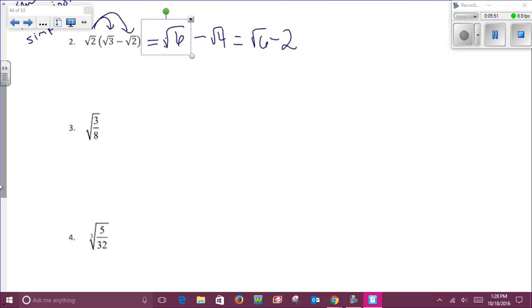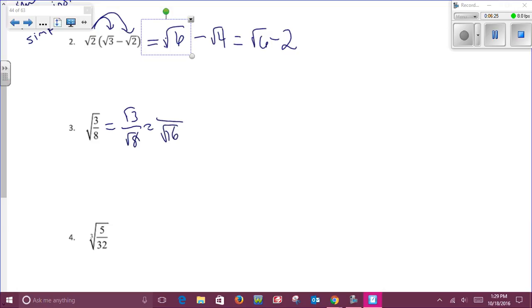For number 3, we have a little problem here. It breaks down to radical 3 over radical 8. Well, in math, we don't like to keep a radical in the denominator. And 8 is not a perfect square. However, if I were to multiply 8 by a number, I could turn it into a perfect square. If I were to multiply 8 by 2, it would become 16. So I'm just going to multiply 8 times 2, and I'm going to get 16.